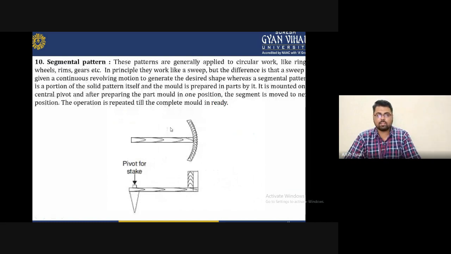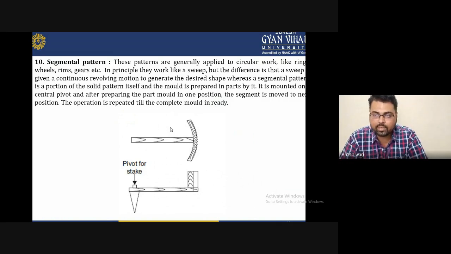The 10th is the segmental pattern, which is generally used. These patterns are generally applied to circular work like ring fabrication, wheel fabrication, rim and gear. For making this type of design, you will prepare the segmental pattern. In principle, this works like a sweep, but the difference is that a sweep gives a continuously revolving motion to the model to generate the desirable shape, whereas the segmental pattern is a portion of the solid pattern itself and the mold is prepared in parts by it.